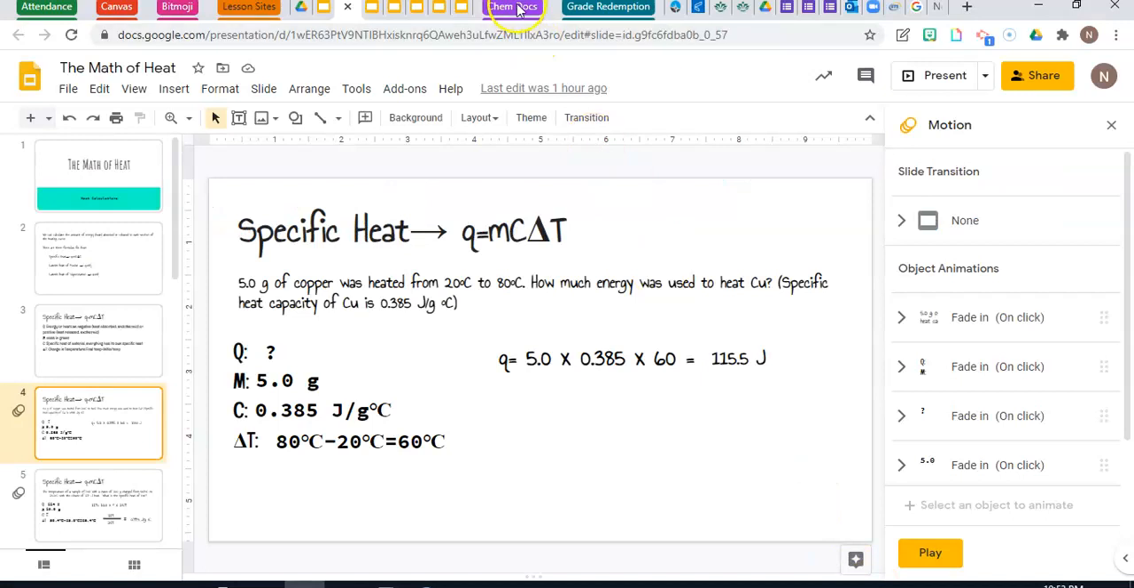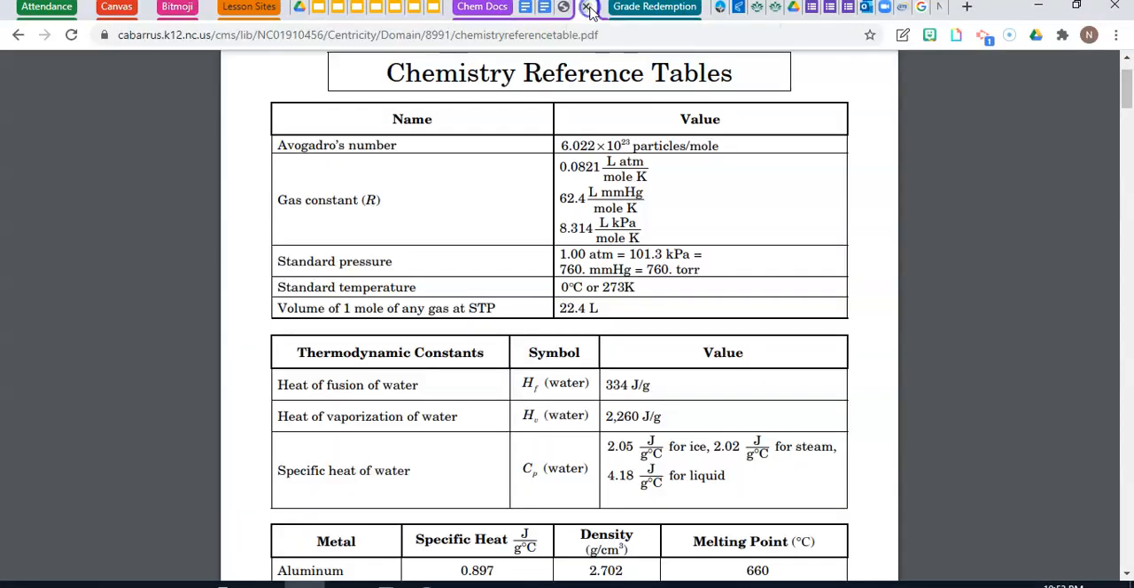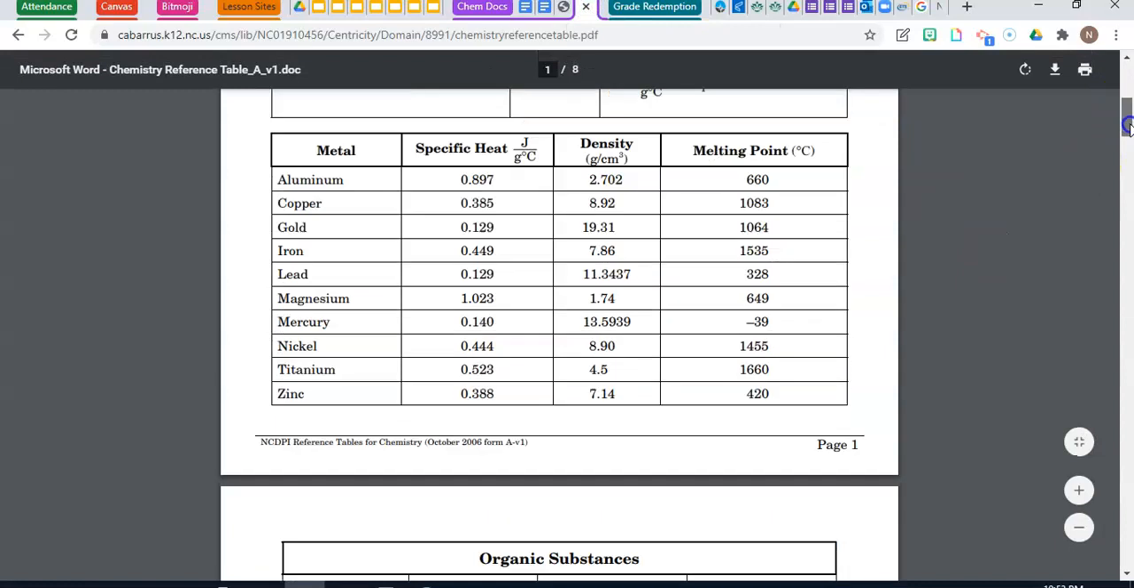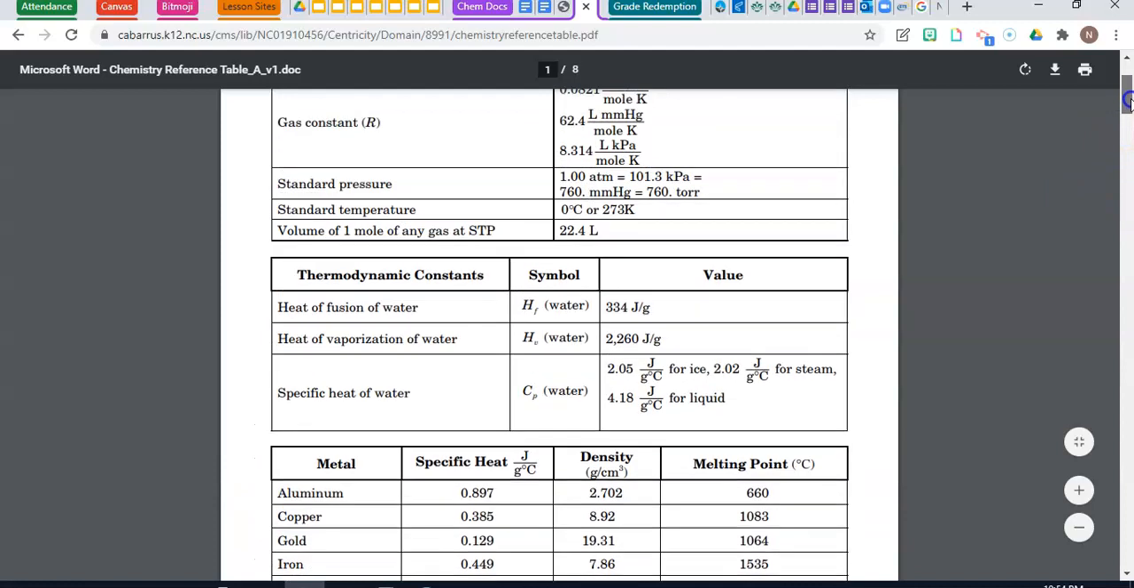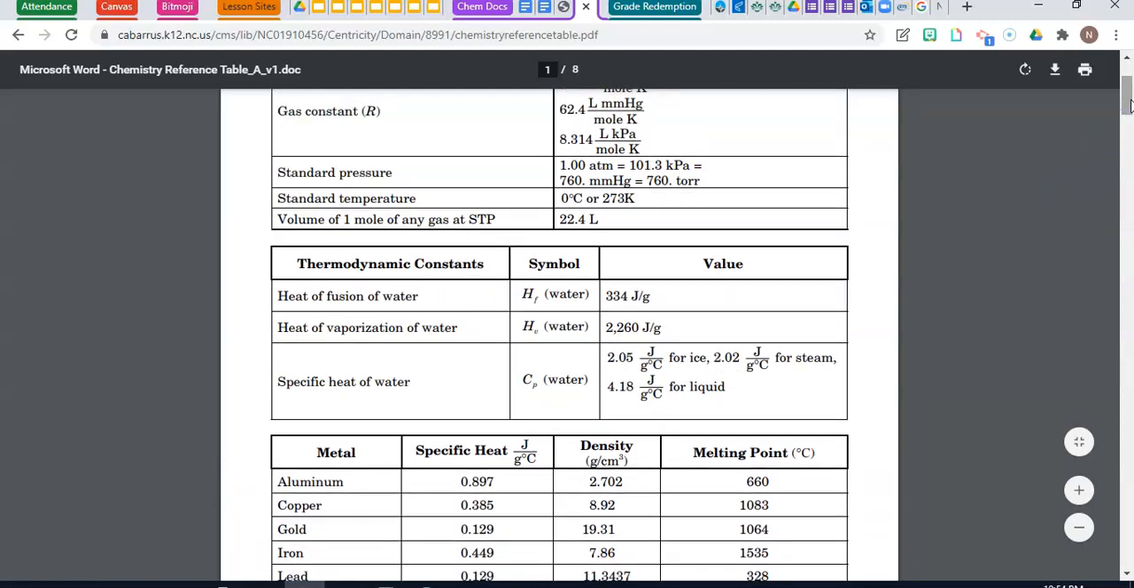So if you go to your chemistry reference table and you go to the bottom, there are 10 metals that are very common for us to use. And if you notice, the second column has our specific heat listed. And you can see they're all different, okay? The other thing I want to make mention of is if I ask you to do water, water has a specific heat, and it is right here. So specific heat of water.